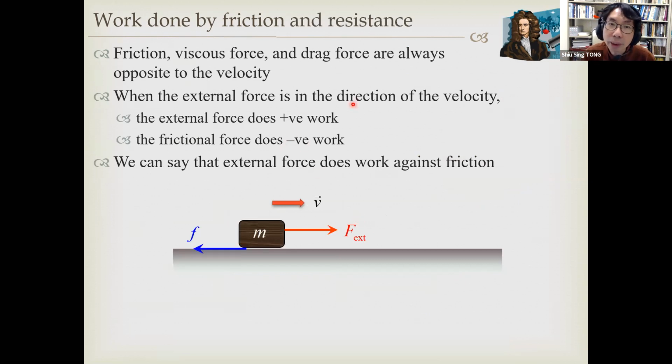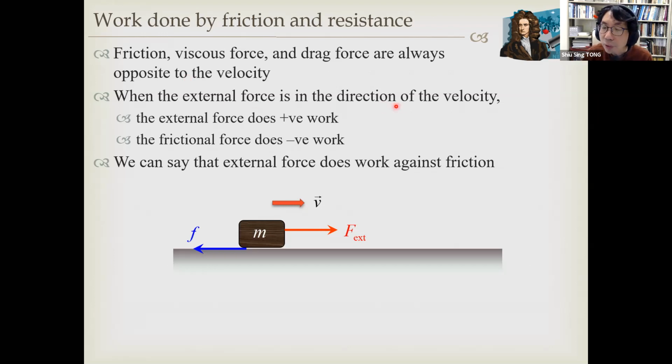Now, a little bit of a warning about friction. Friction, viscous force and the drag force, all these kinds of resistance, are always opposite to the velocity. When the object moves in this direction, the frictional force, the viscous force, is always in the opposite direction to the velocity.